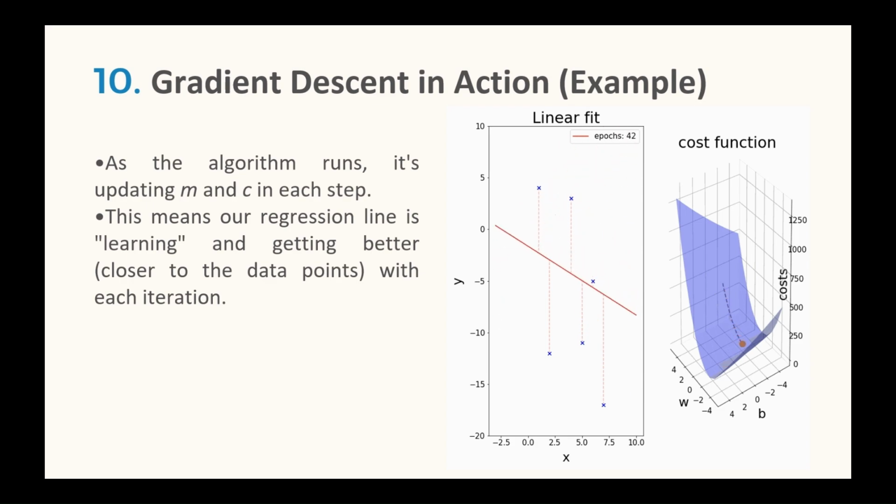In this animation, you would see the red line on the left moving, getting closer and closer to the data points with each step. And at the same time, you would see the red dot on the right walking down the side of the bowl, getting closer and closer to the minimum. This animation shows how the algorithm learns and improves a line with each iteration. You will see this chart uses W and B. These are just other common names for m, weight or slope, and c, intercept.